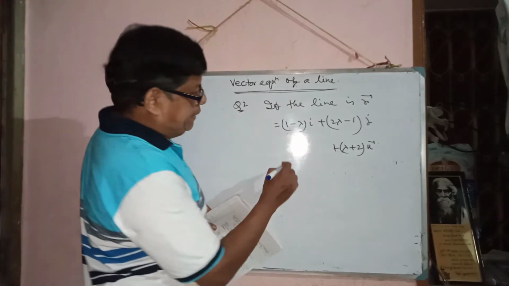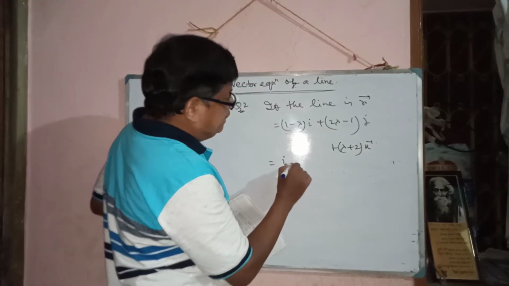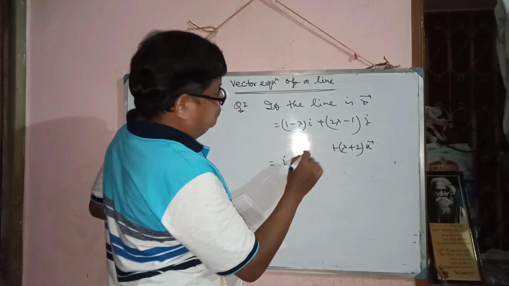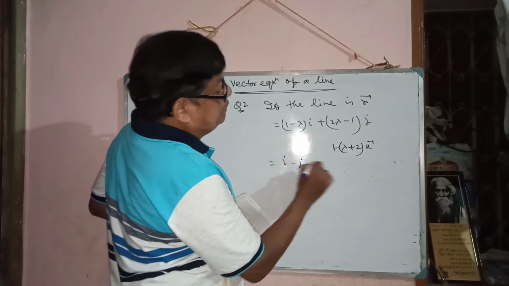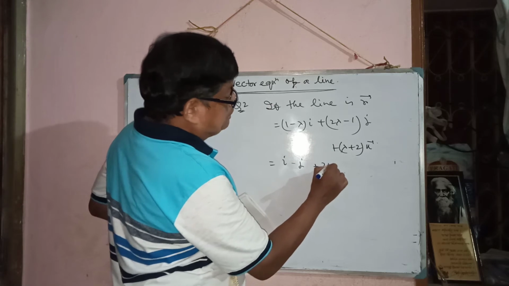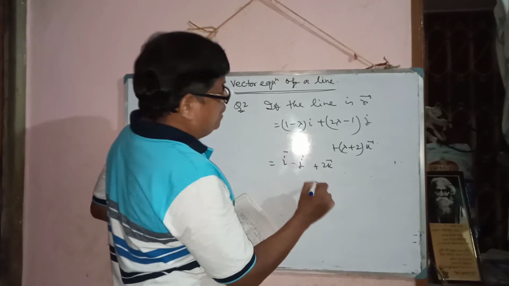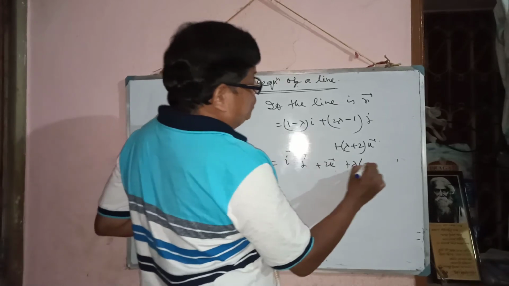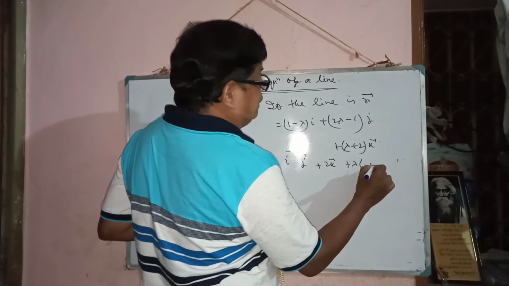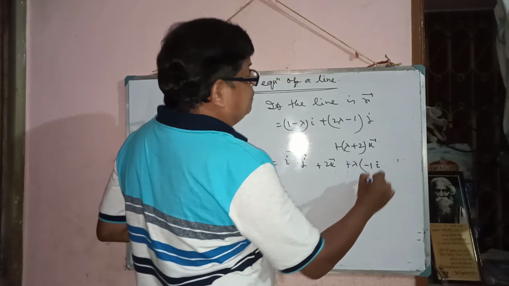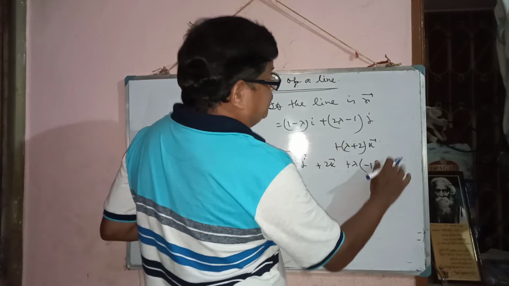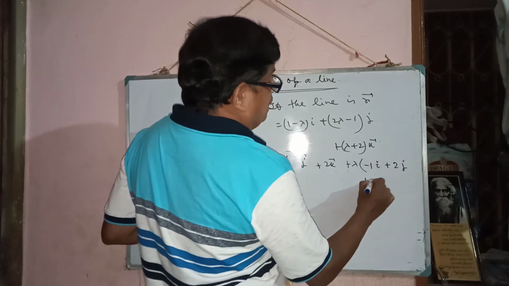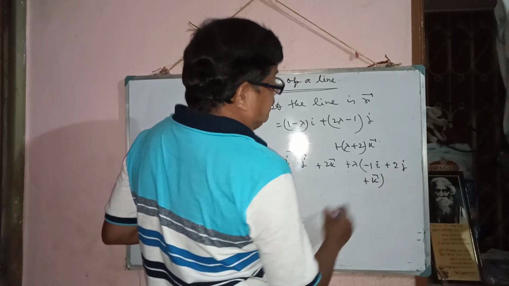First, multiply. Look here: i here, minus j here, twice k. Then plus lambda into i, so minus 1 into i, plus 2j plus k in bracket.